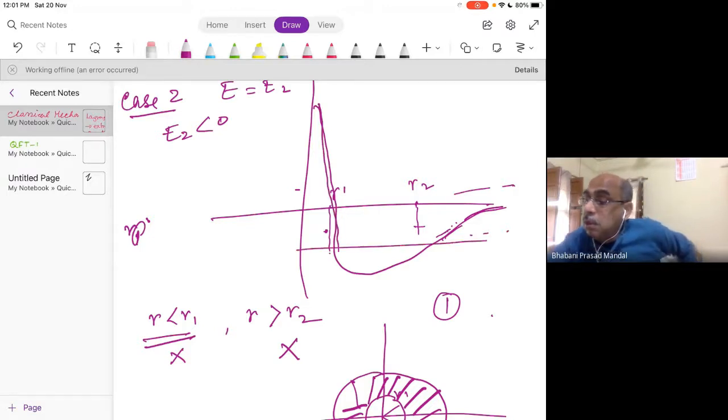So when R is greater than R2, this is less negative, so it is more, it is positive. So at this point the total energy has to be E2, then your kinetic energy has to be negative, because this is less negative plus some negative will make E2. So that is why it is not possible.